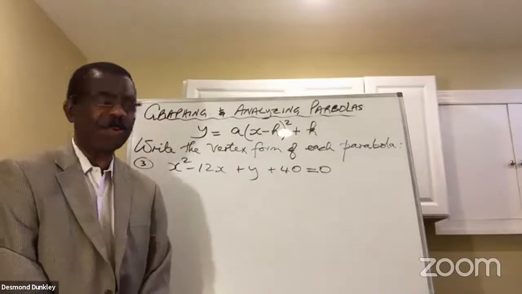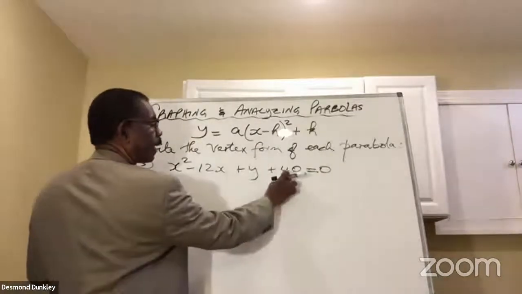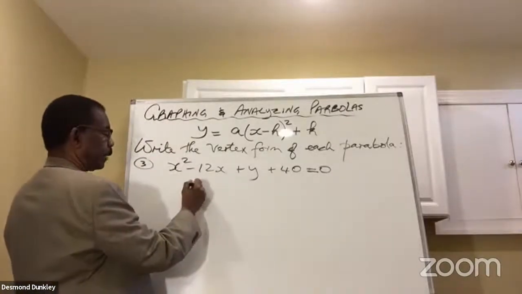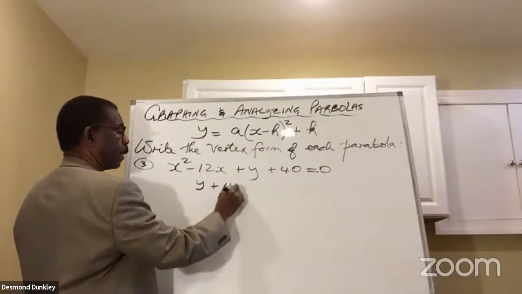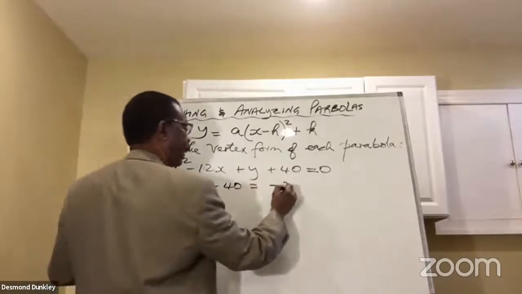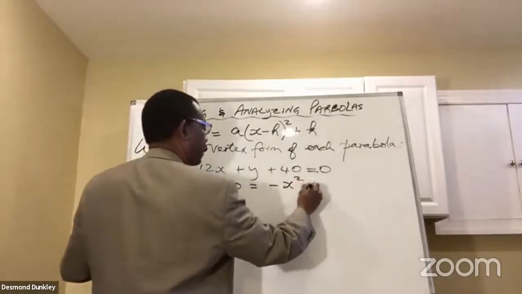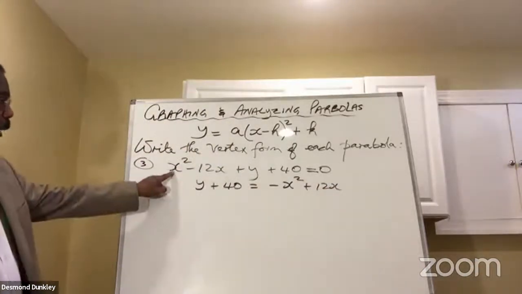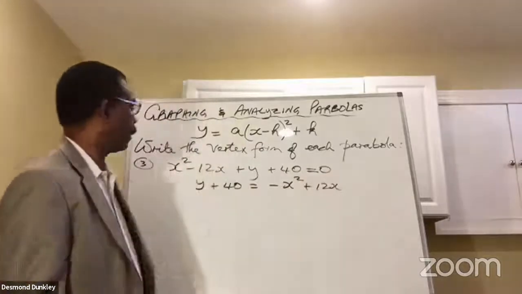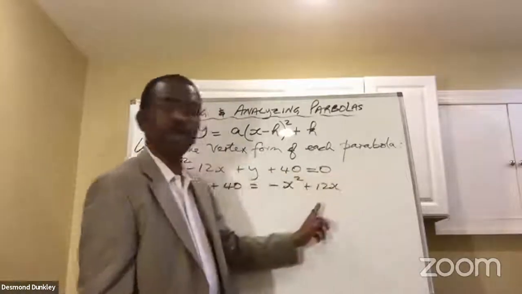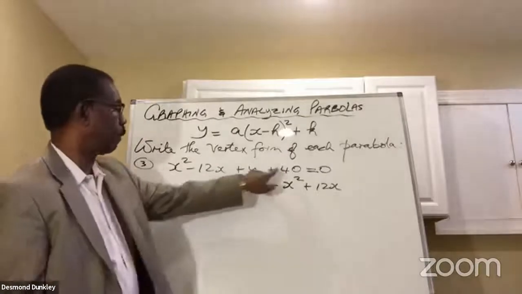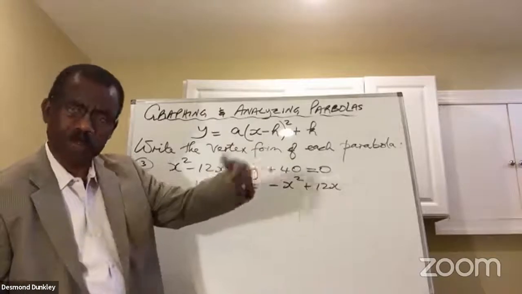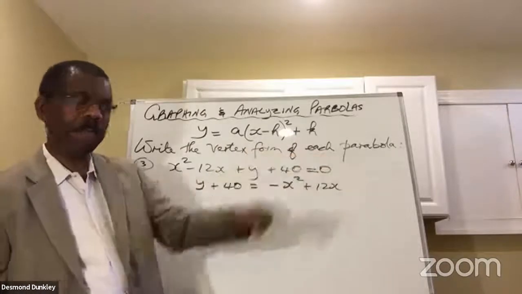Ready? Let's go. The y and the constant are together, so let's move these two over to the other side. So we have y plus 40 equals negative x squared plus 12x. When this goes over here, it becomes negative. When this goes over here, it becomes positive. These two remain here. For now, the 40 is going to go over after we do the work. We'll take the 40 over to the other side.